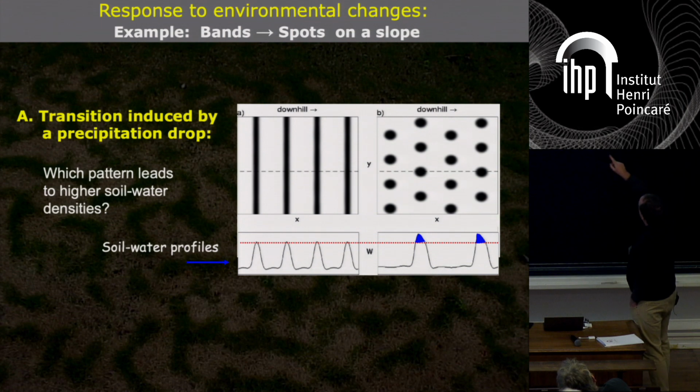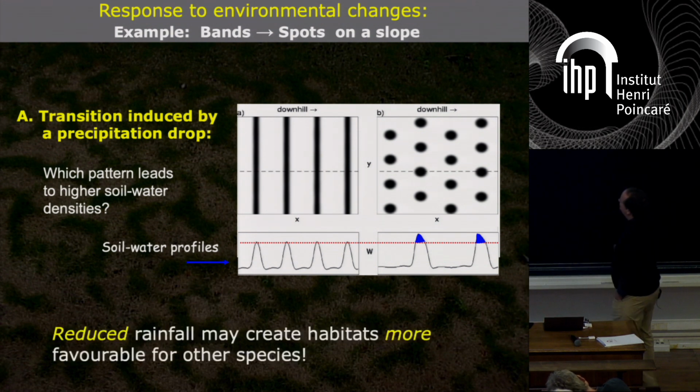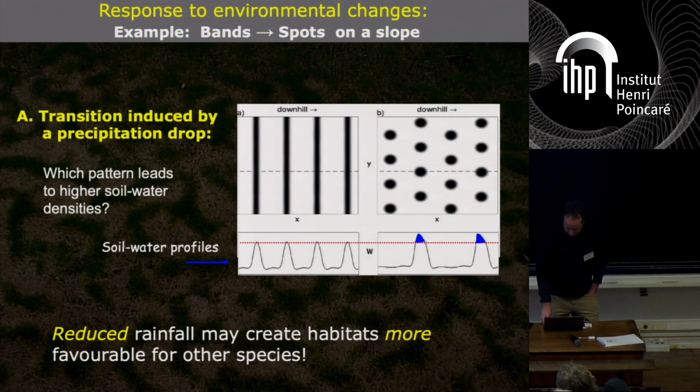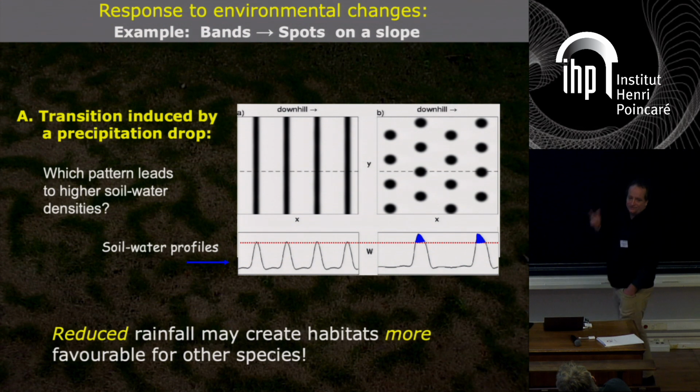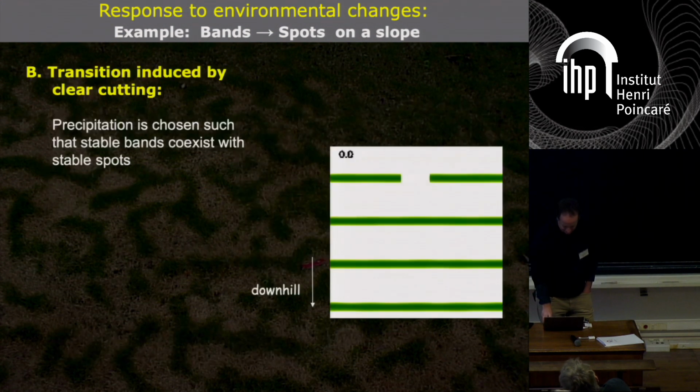Since you can also go to the spot pattern by reducing precipitation, and since this will still be true at slightly lower values of precipitation, you have the paradoxical conclusion that by reducing rainfall, you can actually get more water in certain places. Obviously, the total water will be less, but you can have more ecological niches for some species to live. So that's quite a paradoxical conclusion.